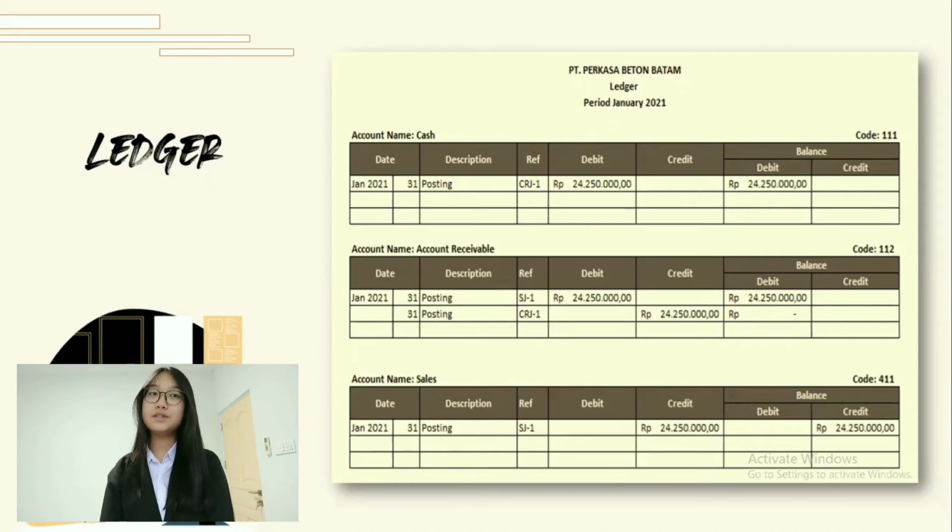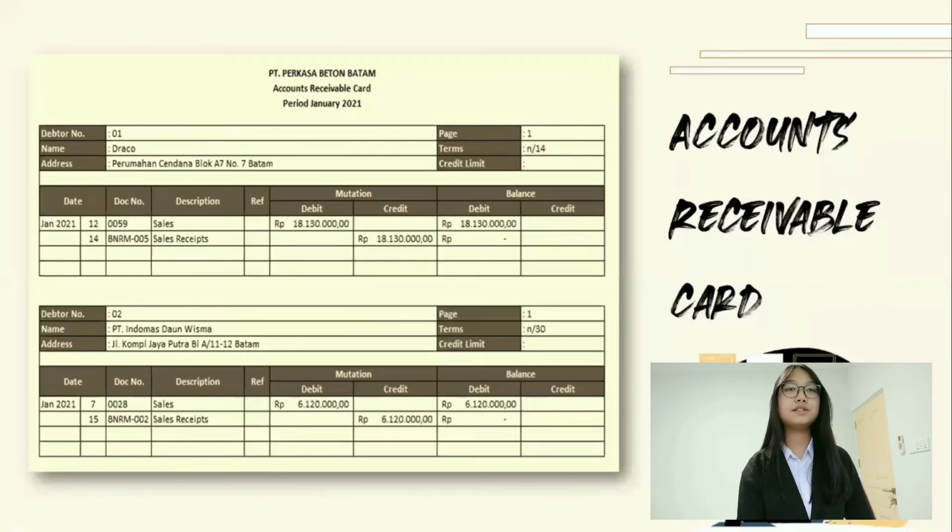And last, we can make a receivables card. This is the receivables card of Mr. Draco and the receivables card of Indomas Daun Wisma. From these cards, we can see that both of them have no more receivables because they have been paid off. Well, that is all of the material that I can give to you.